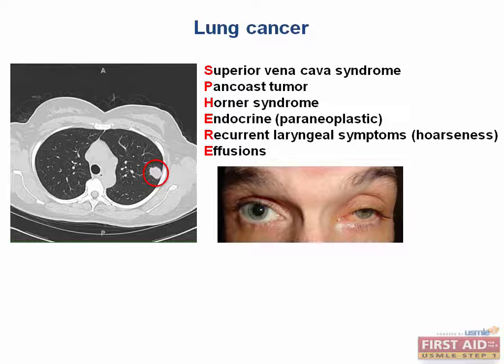Okay, let's talk about different lung cancer types. As we go through the various lung cancers, keep in mind their typical location in the lung, whether or not they're associated with smoking, and their associated symptoms and histologic characteristics.